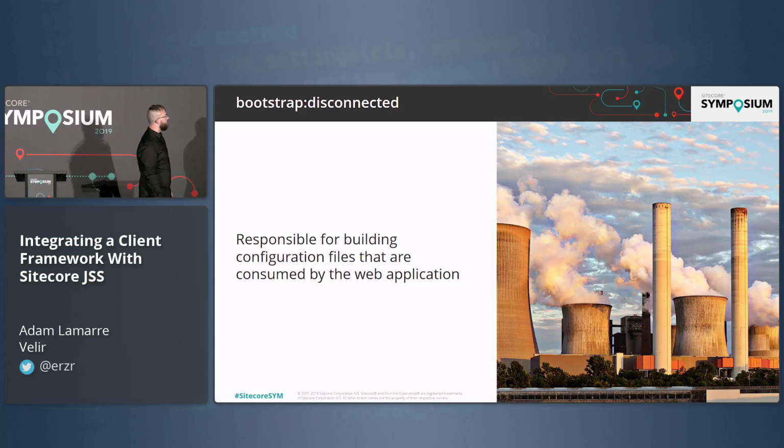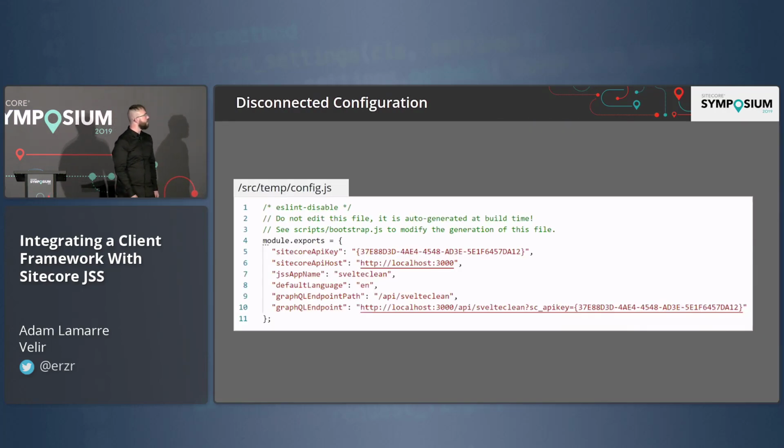One of the files it builds is this configuration file. Since this is bootstrap disconnected, it's configuring our application to run in disconnected mode. It's configuring the API host to point at localhost, and it's also configuring the GraphQL endpoint to look at localhost as well. And you have full control over what actually goes into this configuration file.